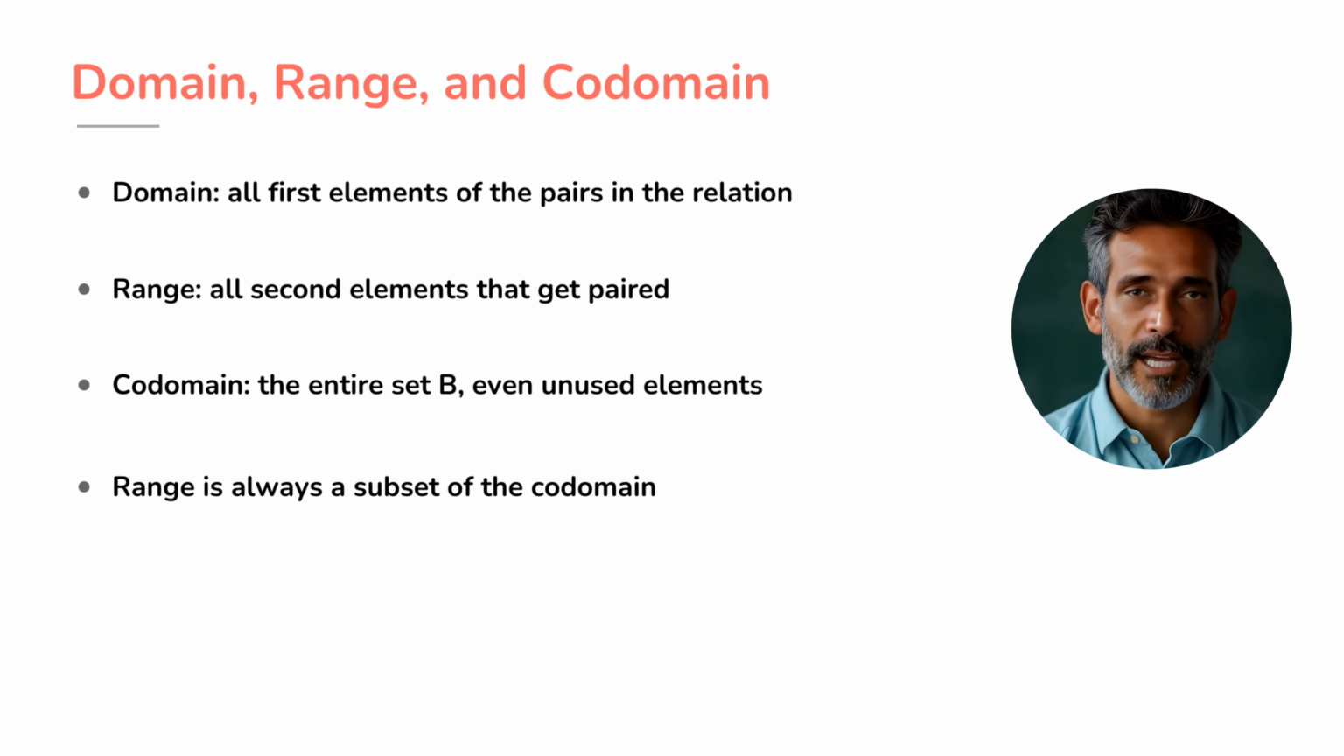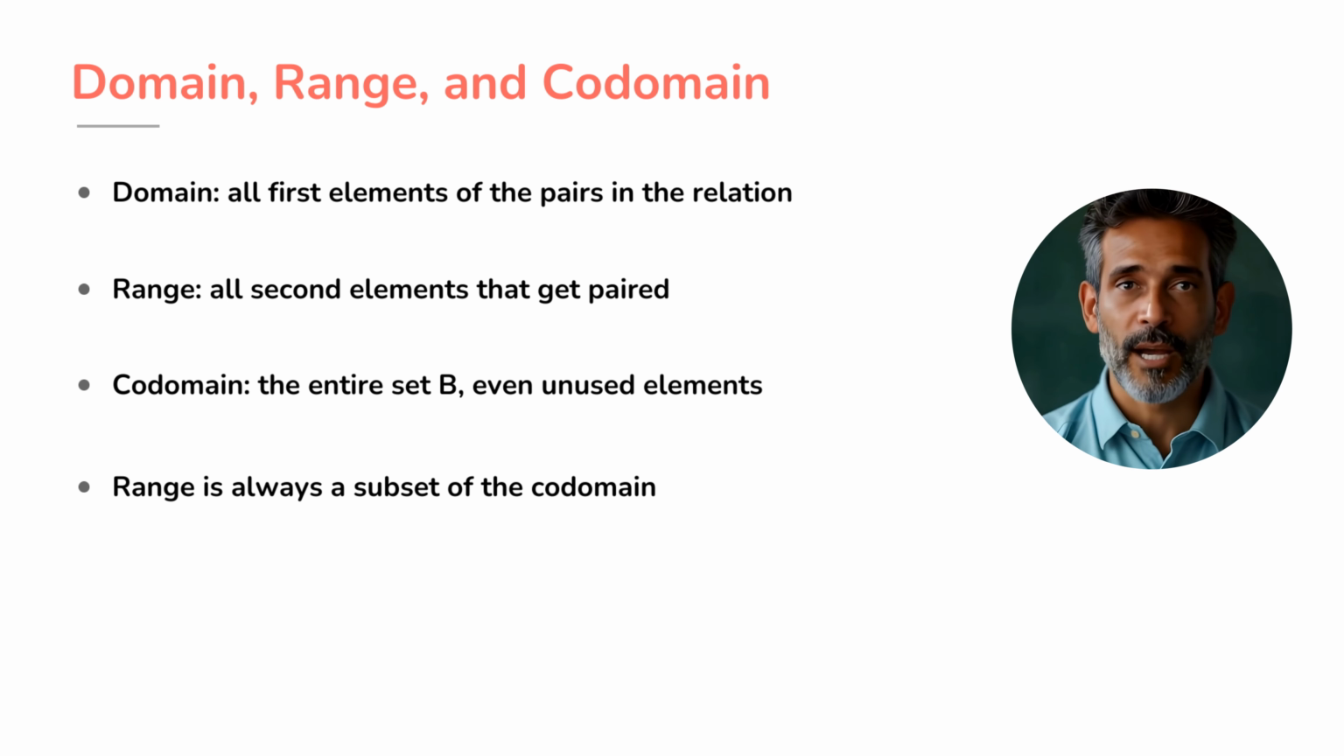Every relation you create has three important parts you should always identify. First, the domain. This is simply the set of all the first elements in each ordered pair. Second, the range, the set of all second elements that actually get matched or paired. Third, the codomain, the entire set B, including elements that may not be paired with anything in A.